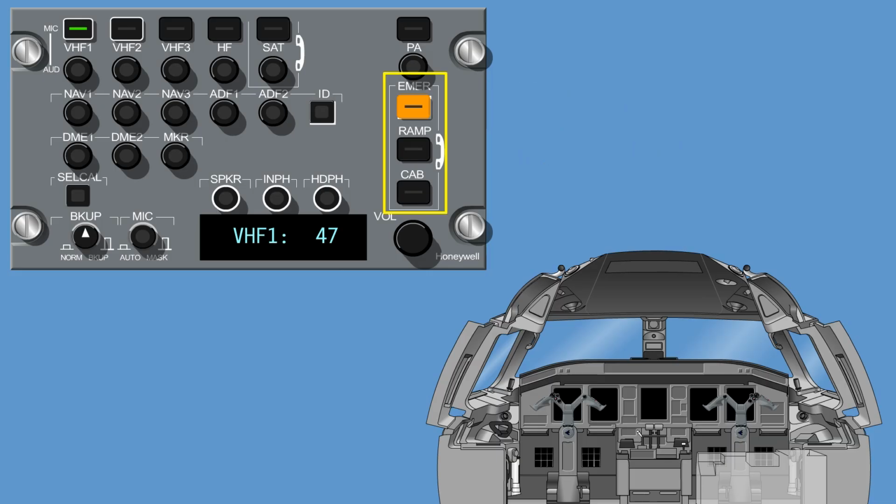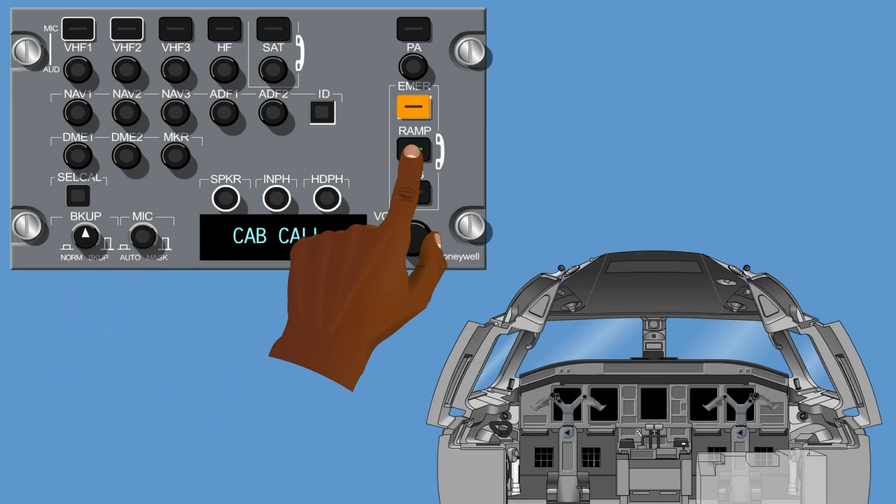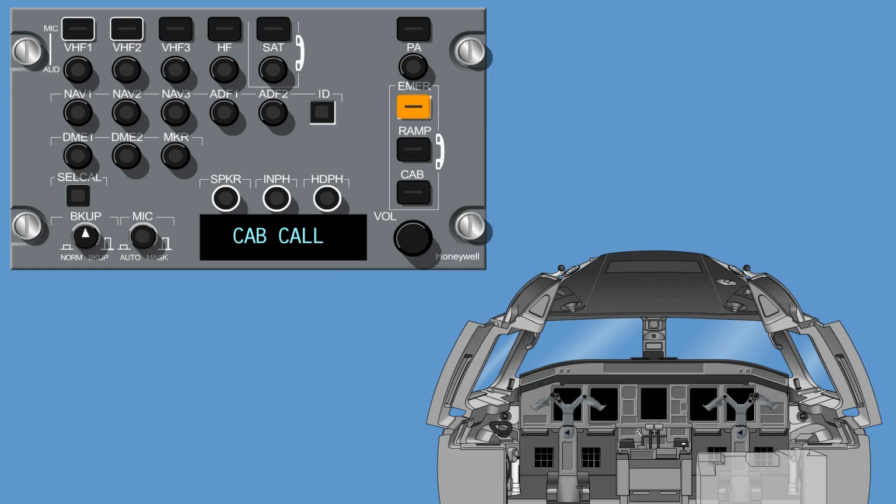The telephony buttons on the right, emergency, ramp, cabin, are set up with a hot mic which provides interphone communication on a telephony basis. A light illuminates inside the button to indicate that it is pressed. More than one telephony button can be selected at a time.